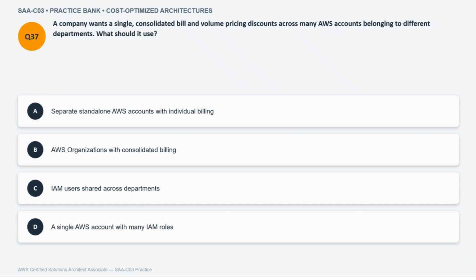So we can go with the consolidated bill. They are asking about a consolidated bill, so we can go with AWS Organizations with consolidated billing. That will be the answer. B will be the answer.